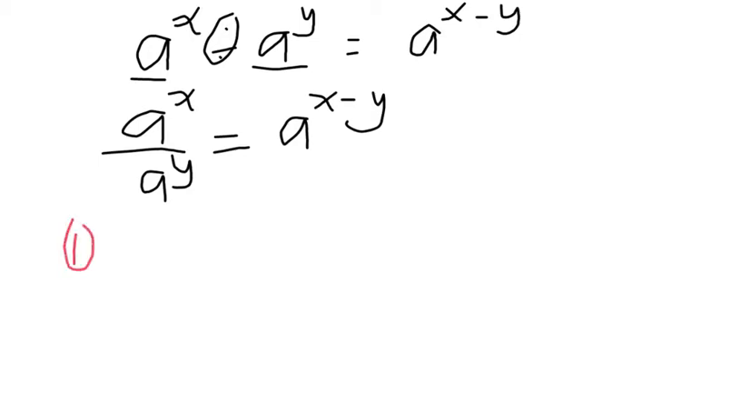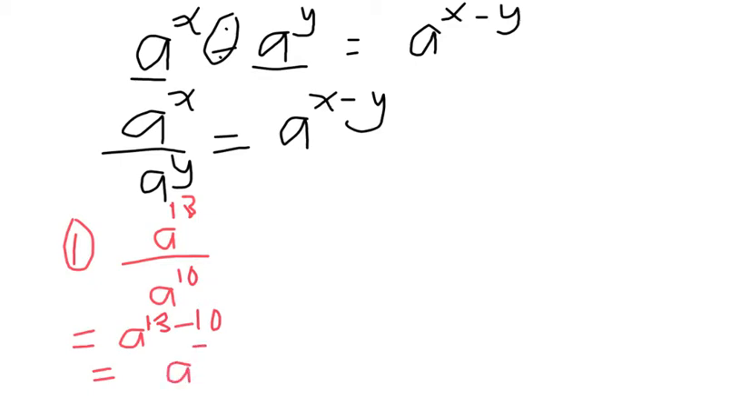Say we had a question. Okay, so first question here is A, our base of A to the power of 13 over A to the power of 10. So our working out should be A, 13 take away 10. What's 13 take away 10? It equals 3. So our answer should be A to the power of 3. So that one's a simple one.